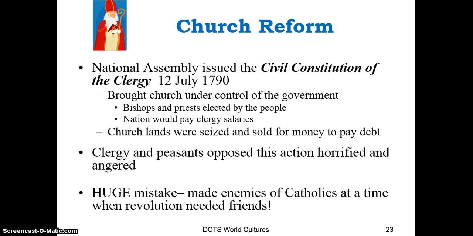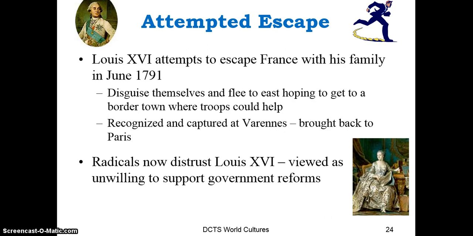This is literally going to tick off many people who were either in support of the revolution or would have supported the revolution. Many of those people are going to go to their side and start supporting the king and the clergy because of this single act. Not a brilliant move by the revolution.